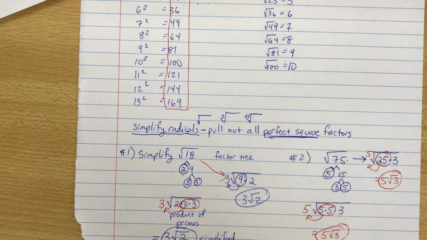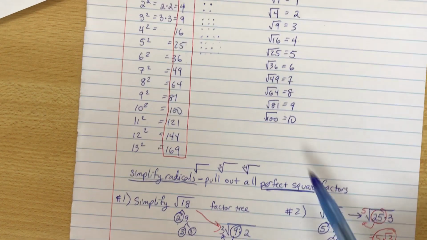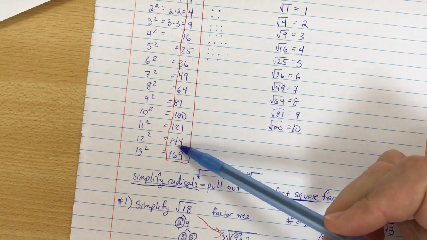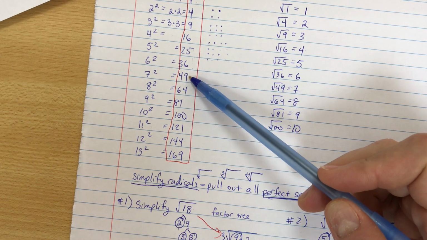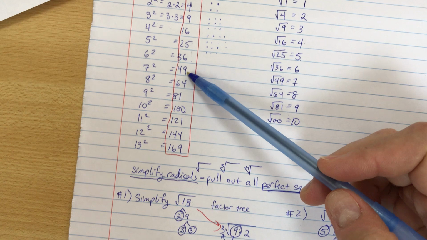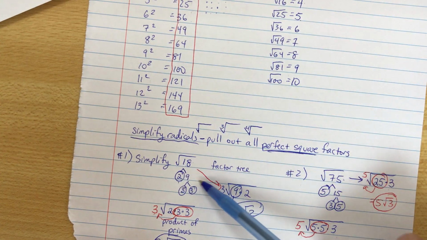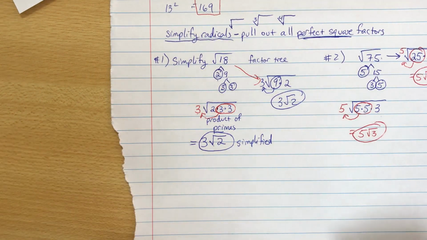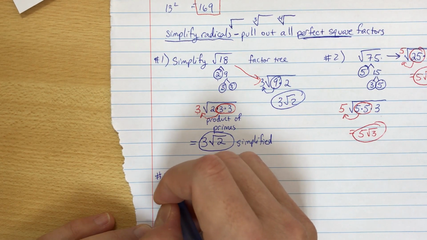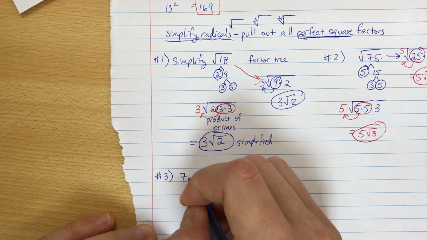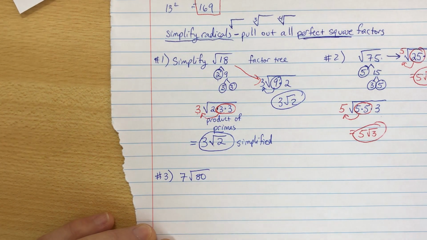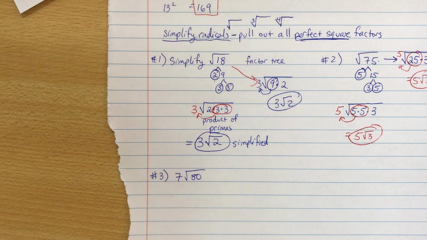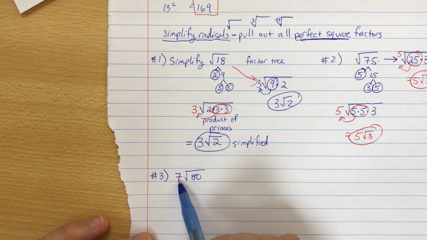So it's really two ways to do it. I prefer to know these and to know that those divide into certain values. But if you're not sure, you can always break it down into the primes. So let's do a few more examples here. Let's take number 3. Let's do the 7 times the square root of 80. So let's say we have a number on the outside already. I am going to ignore that for now.